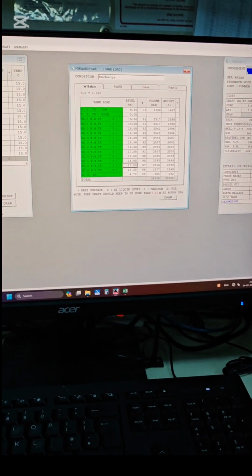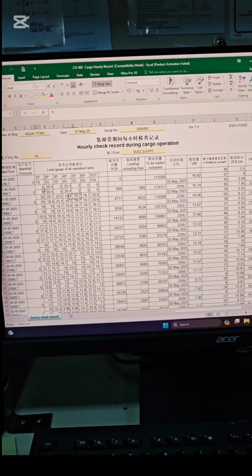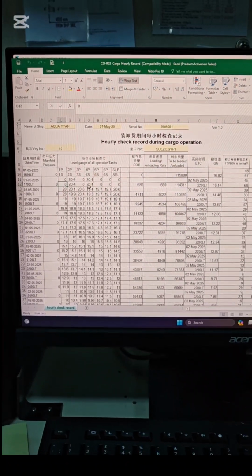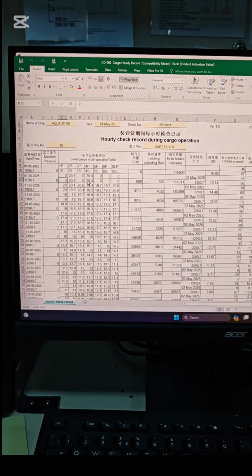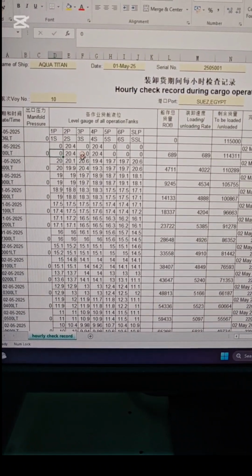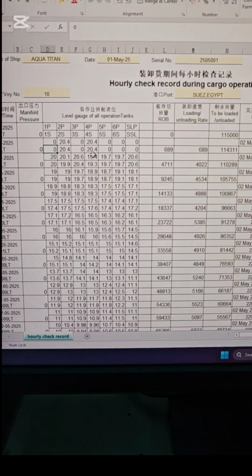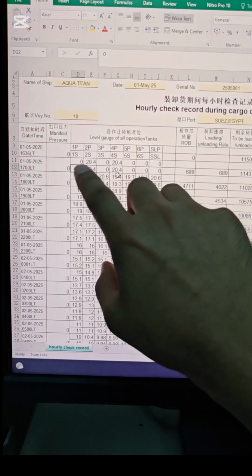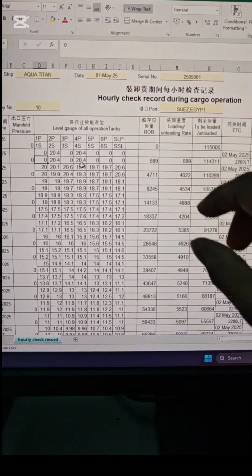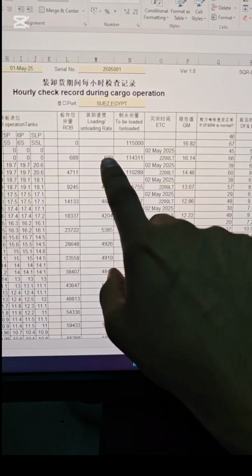You note this down also, and after that you go to the hourly record and write here as per your tank. I told you, maybe your vessel has a different format. My vessel has this format: 1 port, 1 starboard, 2 port, 2 starboard, 3 port, 3 starboard. Normally on this vessel we write the volume only, so the volume will be written here. This is the ROB, meaning how much is on board, how much you have already loaded. And this is the loading rate.